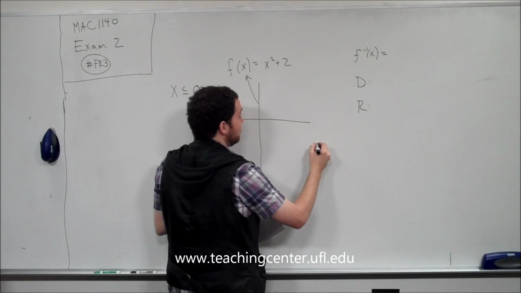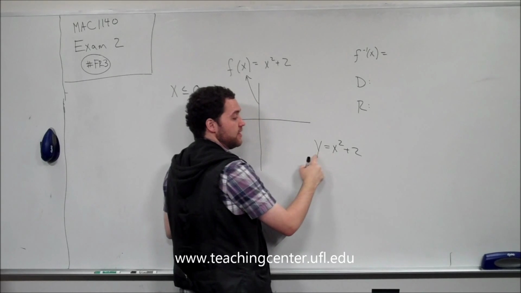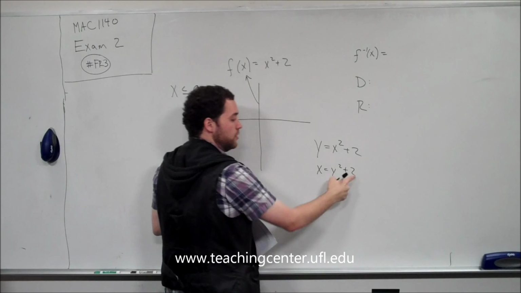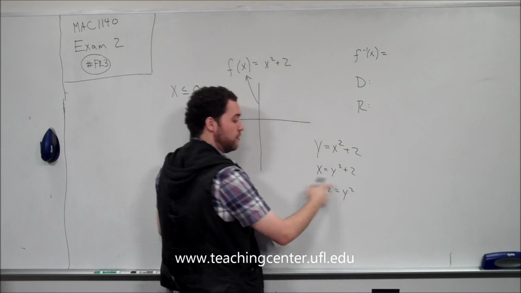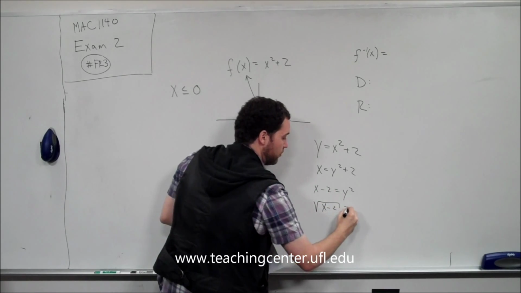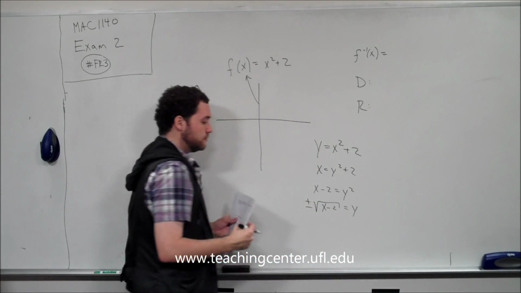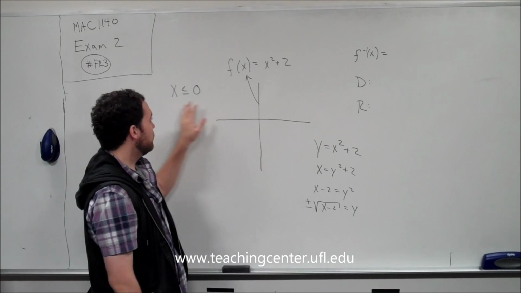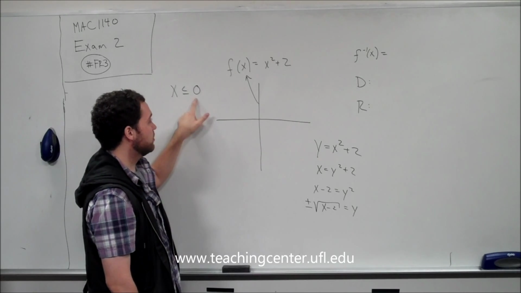So we could write this as y equals x squared plus 2. So we flip the x's and y's, so we get x equals y squared plus 2. We can subtract the 2 over, and then we can square root both sides. So you'd have the square root of x minus 2 equals y. Now when you take the square root, you get a plus or minus. But we have to choose which branch to go with. And that's where this domain restriction comes into play. We said that x needs to be less than or equal to 0.